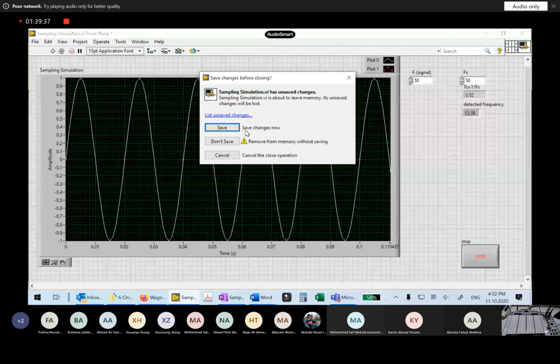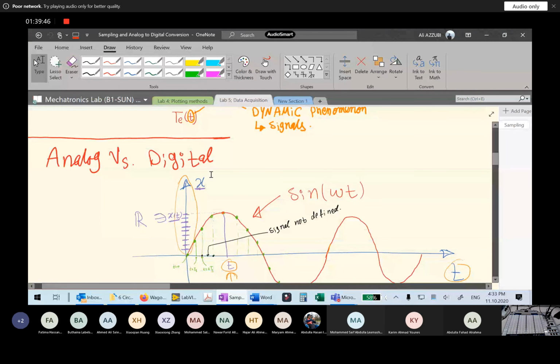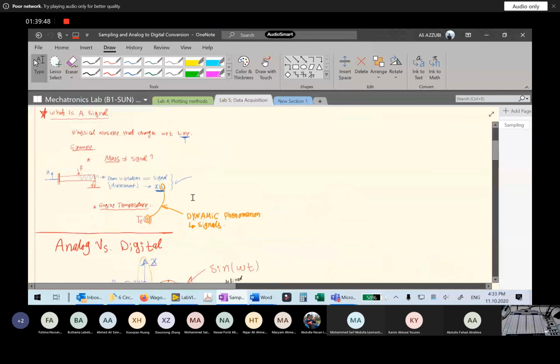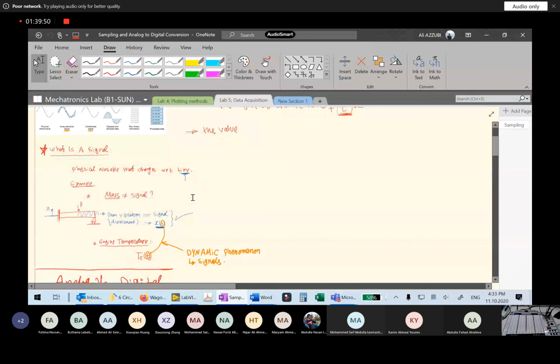So I will generate a signal and then display it or acquire it using the oscilloscope. The first thing we need to know is we have defined signals, right? Where's the signal?